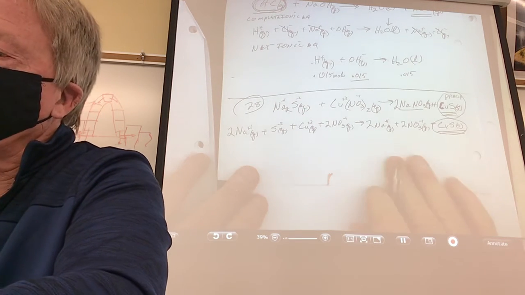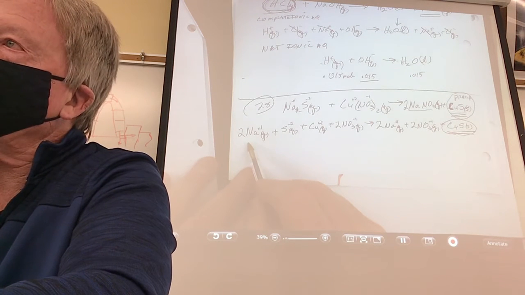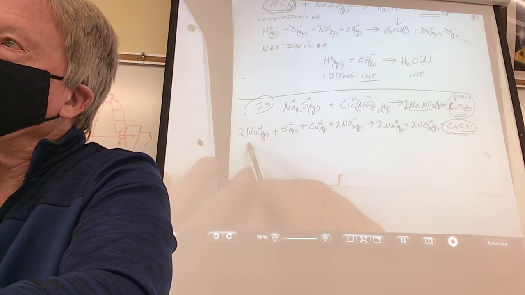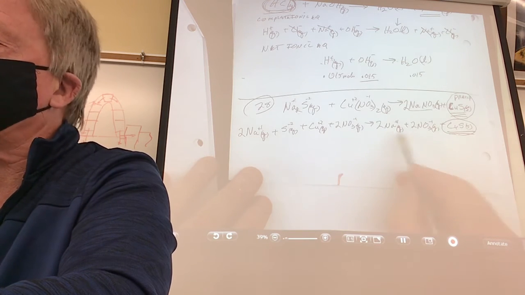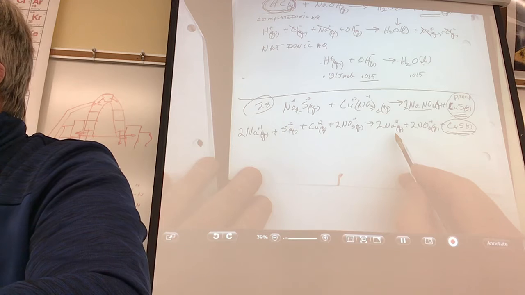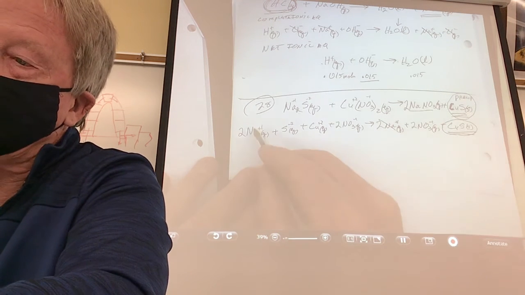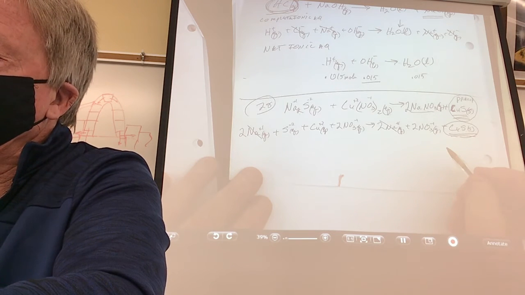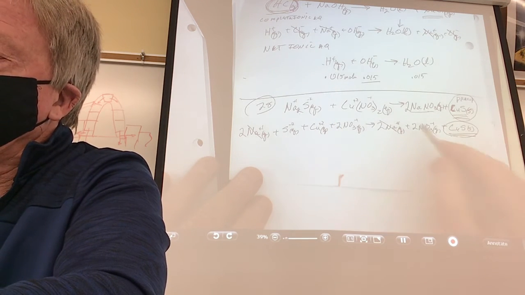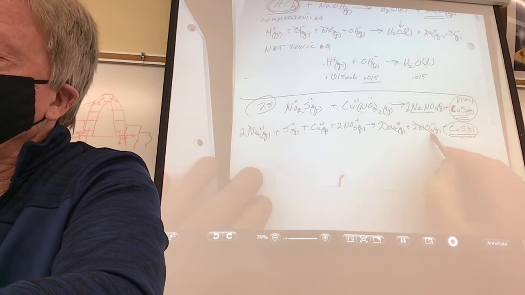Carson, cross out the spectator ions. Is that a spectator ion? Yes. By the way, if you see 2 Na over here, and you don't see 2 over here, you didn't balance it right. Everybody get that? You can sometimes catch your mistakes. Cross out those spectator ions. Go ahead, Carson. So Na and then nitrate. Yes?